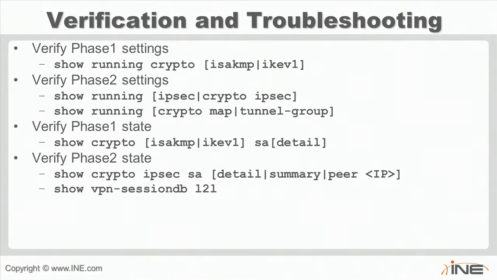Okay, for the remote access users, we would say show the VPN session database. So that would show like the actual users that are currently logged into the ASA, and we can categorize that based on what particular type of tunnel.